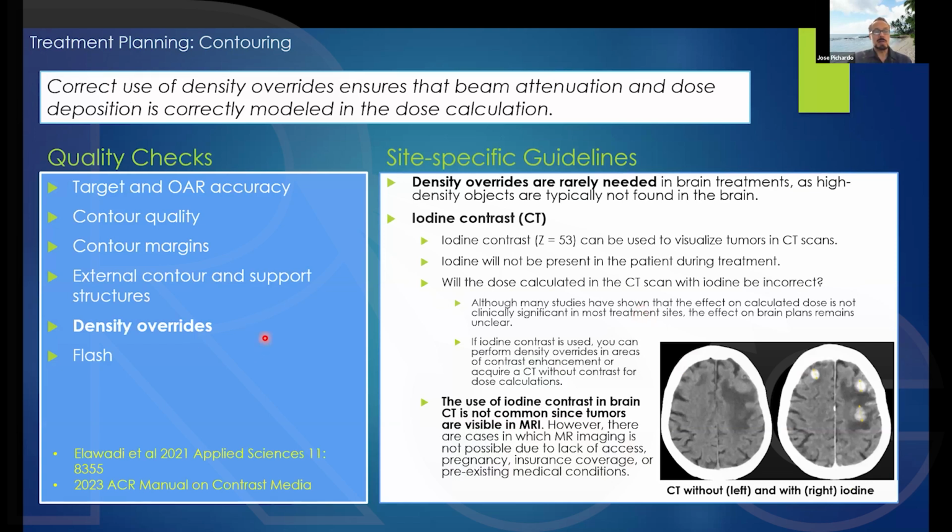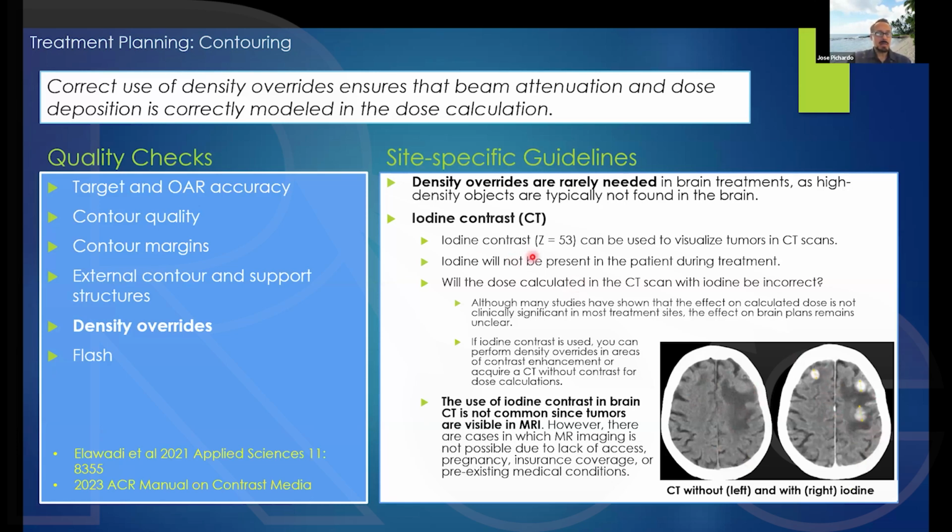All right, density overrides. Now, density overrides are not very common in brain treatments, but I'm just going to talk to you about some situations that you may encounter. For example, it may be possible, rare, but possible, that you may have seen CTs where iodine was used so you could see the tumors, right? Here's an example of a slice on the brain of a patient without on the left and with on the right, iodine contrast. And you can see, you cannot see the lesions on the left side, but you can see them pretty clearly on the right, okay?